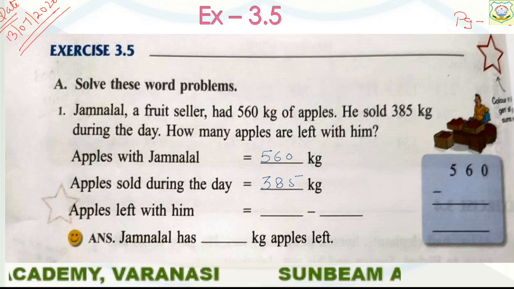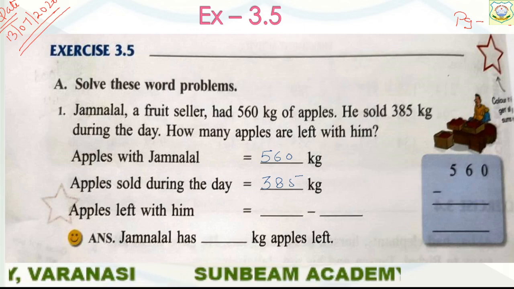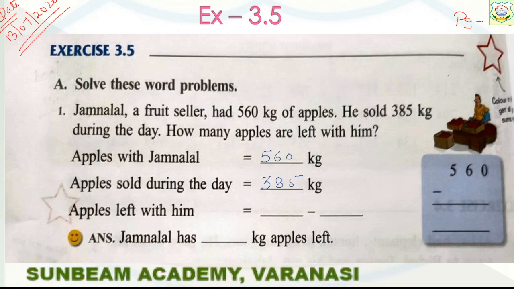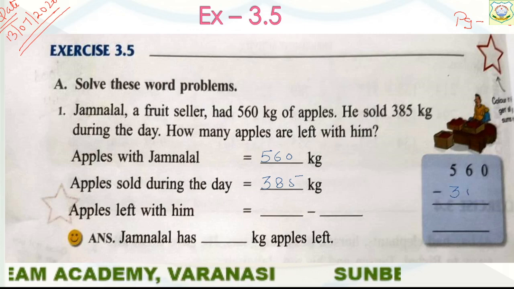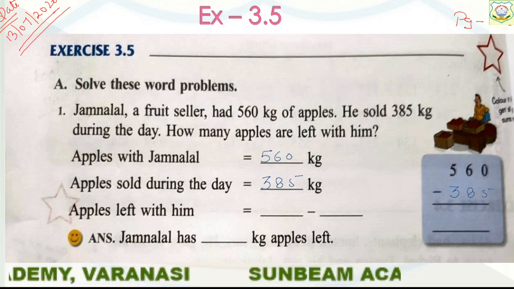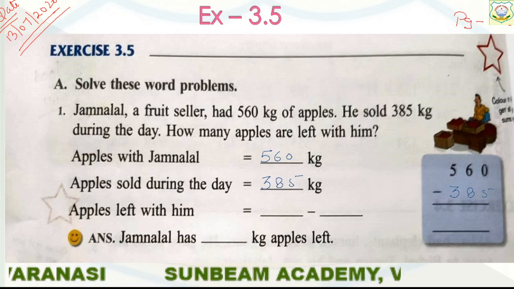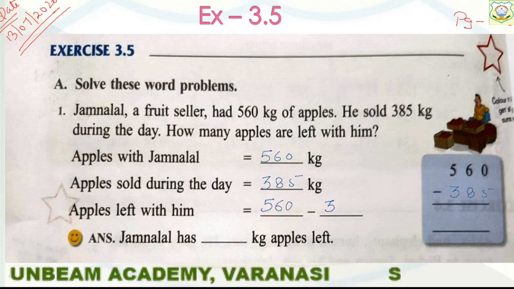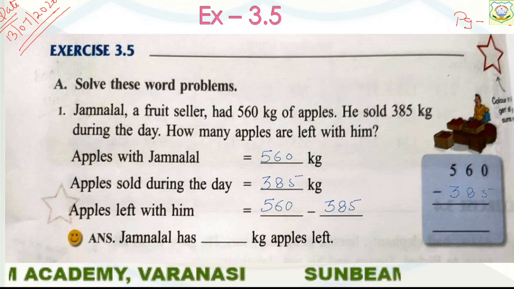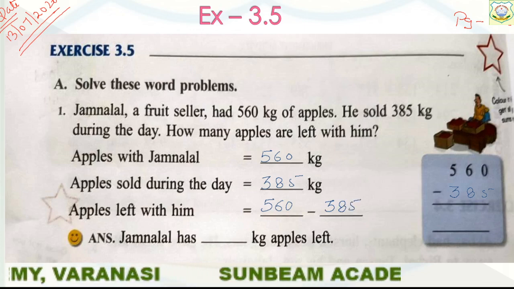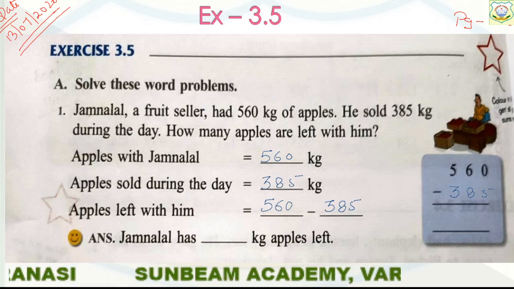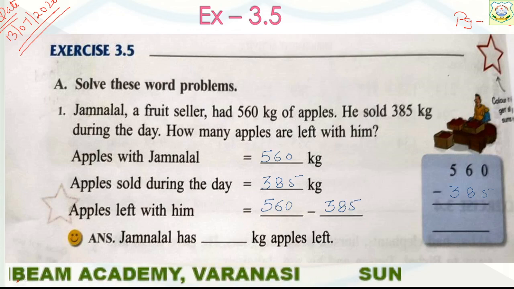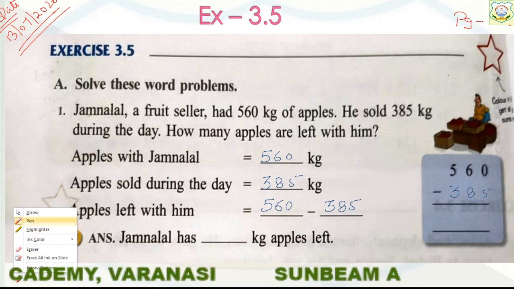So what we have to do? We have to subtract. See here, it's written 560 is minuend, and we have to write 385 subtrahend. Here also we will write 560 minus 385. Now let's subtract it. We have to subtract here in this column. So now we can't subtract this. Let me change the ink because it's not visible, I guess.